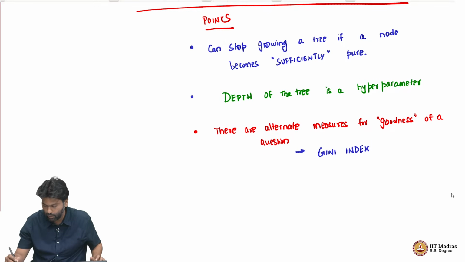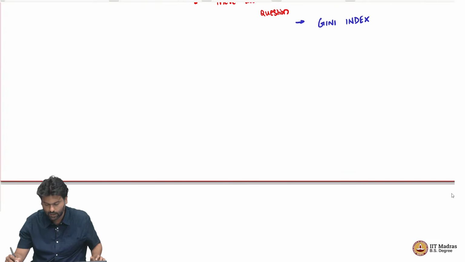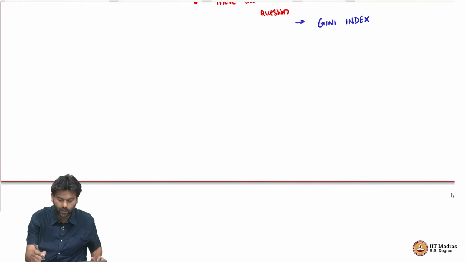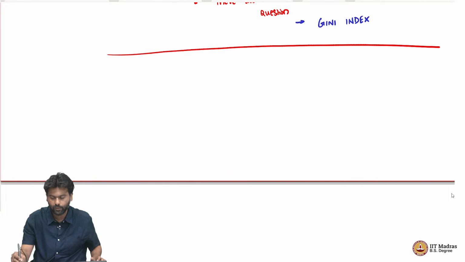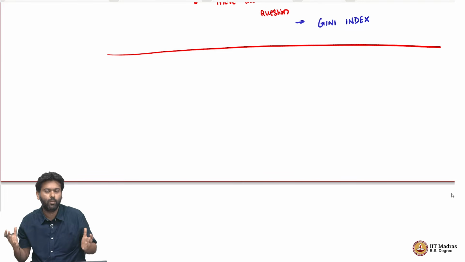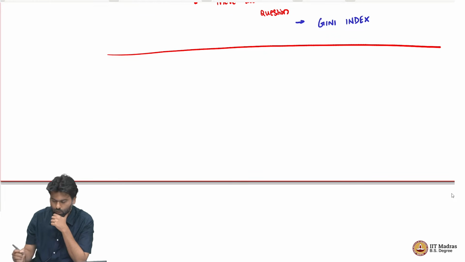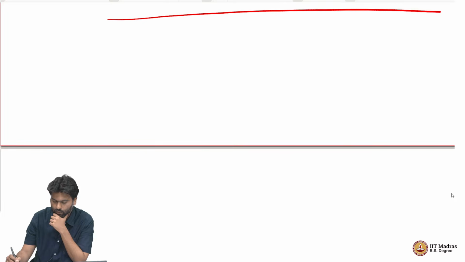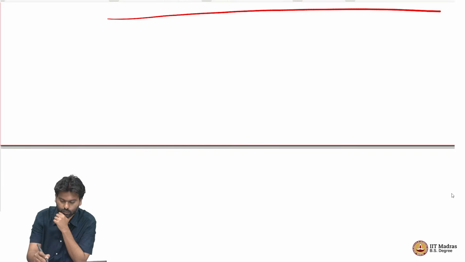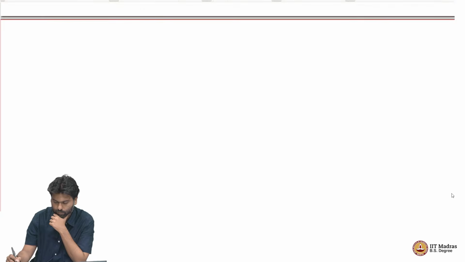Okay, so these are some points about how to build this tree itself. Now, let us quickly talk about what comes out of this tree, right. So, what kind of decision boundary do we get? How are the decision boundaries going to look for the decision tree, right. So, let us talk about that. Maybe I will go to the next page. Decision boundaries.